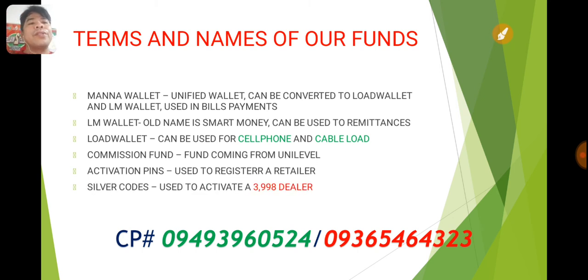Silver codes are used to activate a 3998 dealer. A 3998 dealer can transact remittances and load wallet transactions. He can sell load wallets nationwide. Then the gold codes are used to activate a 9998 dealer.